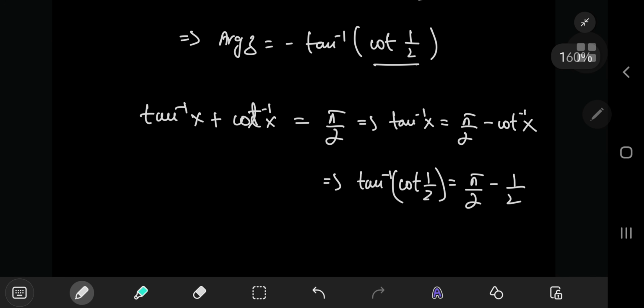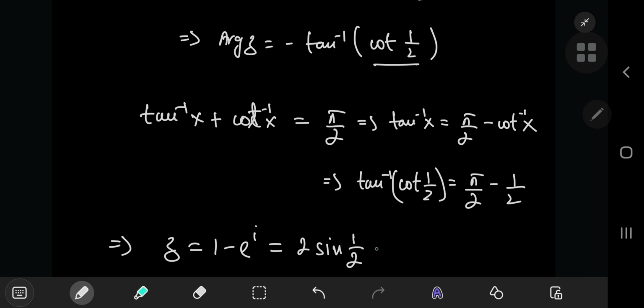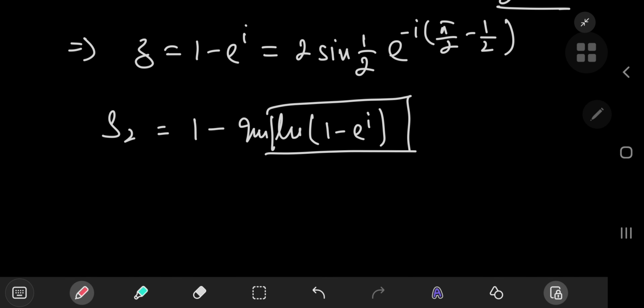So we have the argument of the complex number as well as the modulus. So this implies that z, which was 1 minus e to the i, equals twice the sine of 1/2 times e to the negative i times, oh, sorry about that, I just evaluated this, negative i times pi by 2 minus 1/2. We now have all the ingredients required for the evaluation of S sub 2.